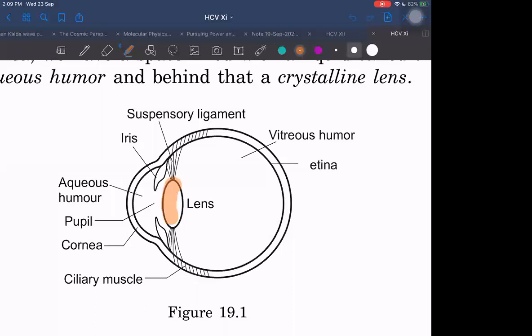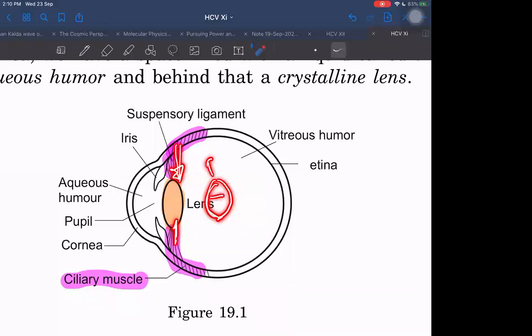Normally, if I have a lens, that lens will have a definite focal length because it is made up of glass and glass is hard. It is not soft the way the eye is. But this is such a soft lens that by applying force with the help of muscles, these are ciliary muscles which I am drawing in red color, these muscles apply force on the lens, and as a result, the lens can get compressed and it can change its curvature.